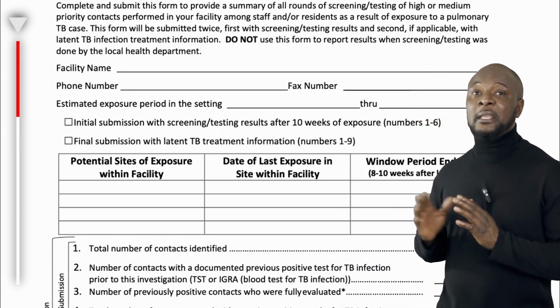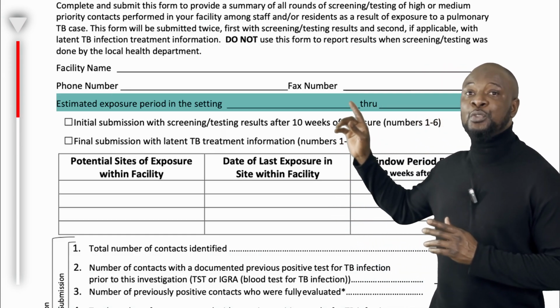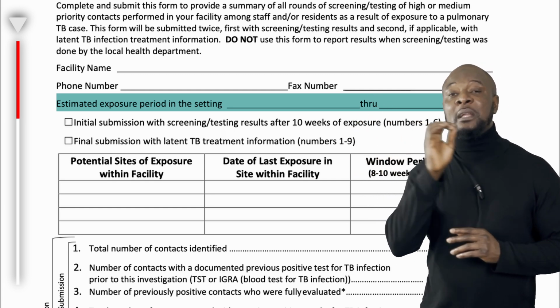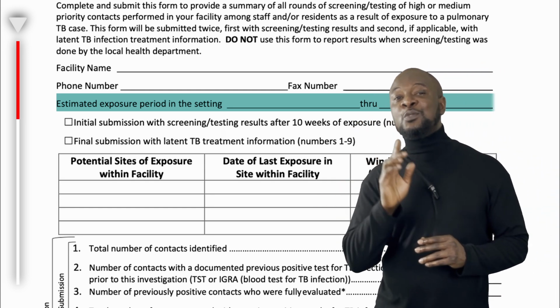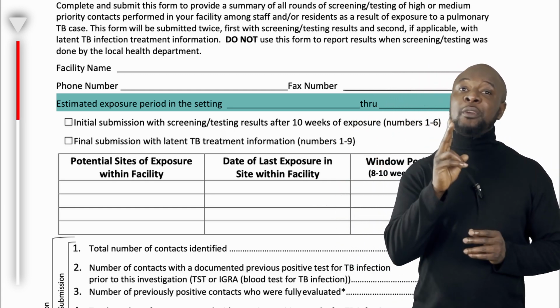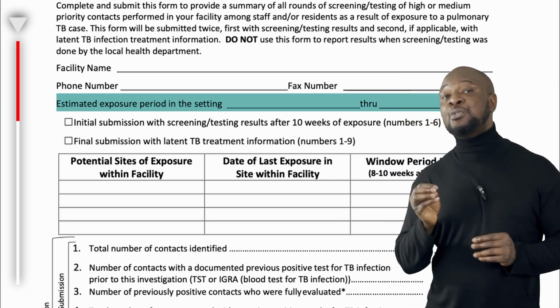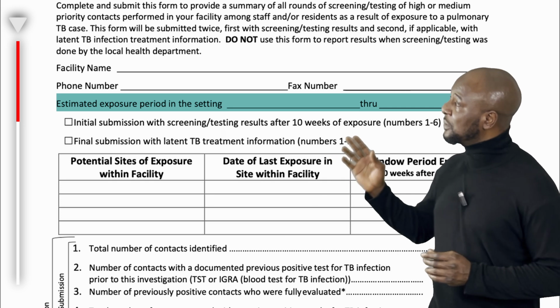Now, looking at the form again, the next is this variable that shows the estimated exposure period in the setting between two dates, from one date through the next date. This one is also easy, right? There are two variables in one. So we will just make two separate variables, each using date fields. So let's go back to Epi Info.